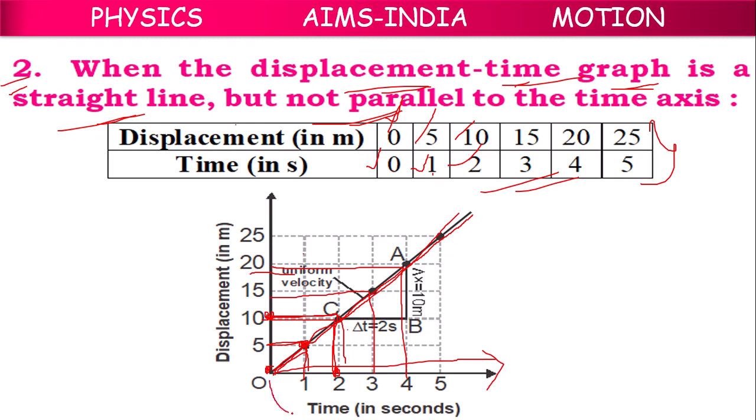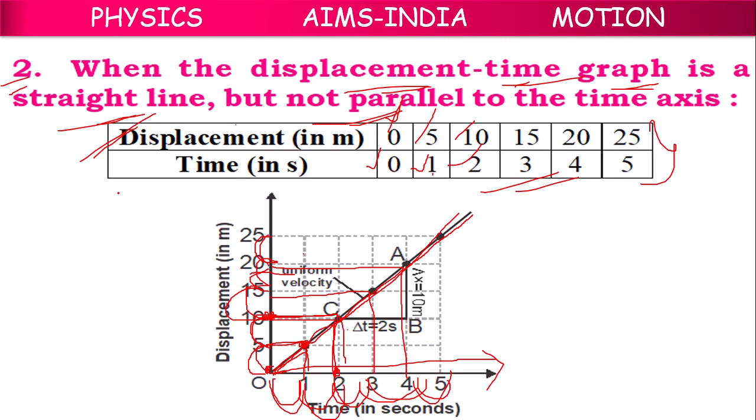So when the time gap is 1 second, the displacement increased by 5 meters. Again in 1 second, from 5 to 10, 5 meters increased. Again in 1 second, from 10 to 15, 5 meters increased. For every 1 second, 5 meters. It means in equal intervals of time, equal amount of displacement is changing. Means the displacement is changing, but uniformly.